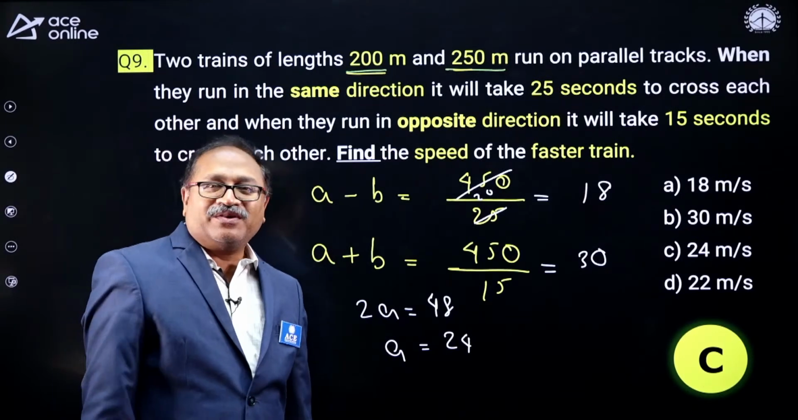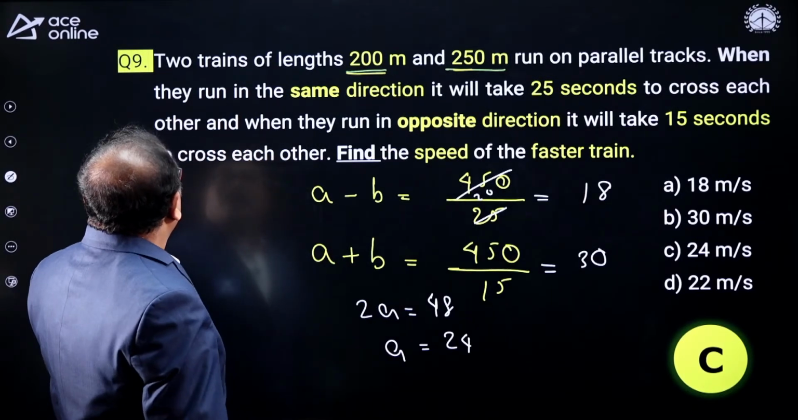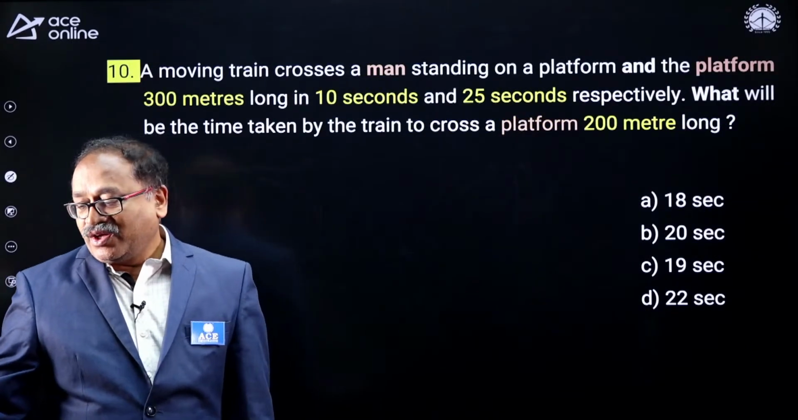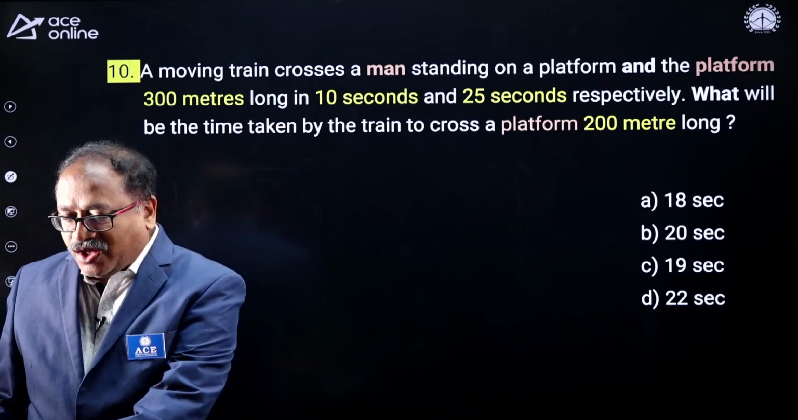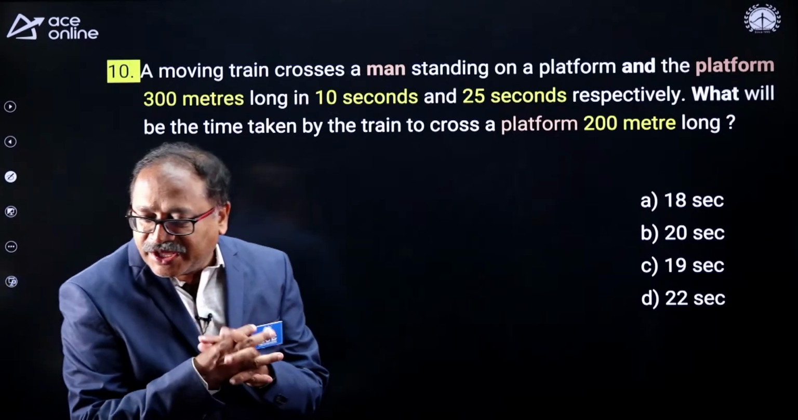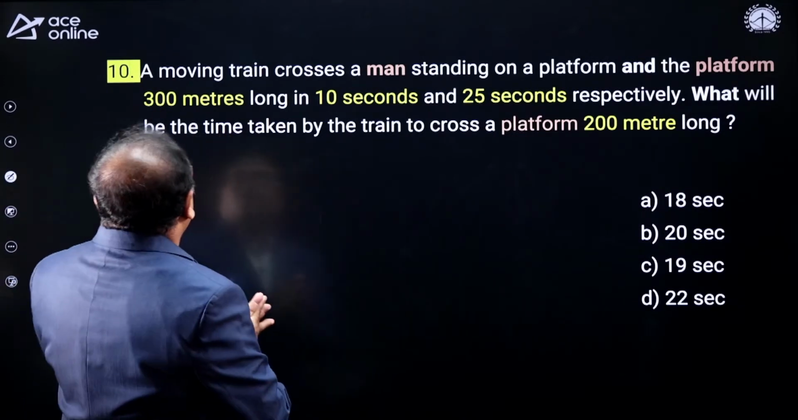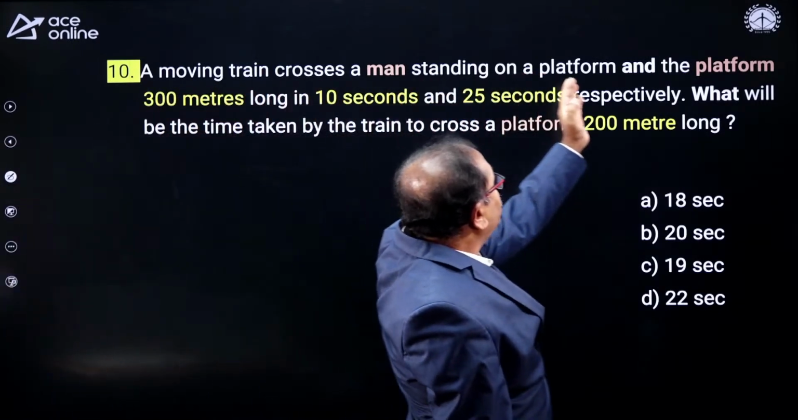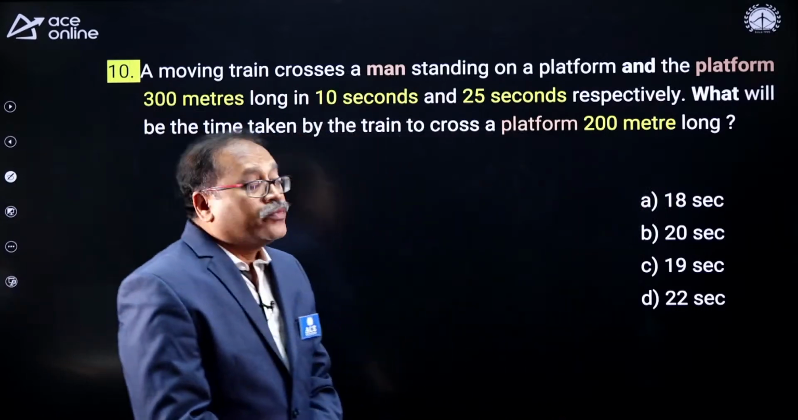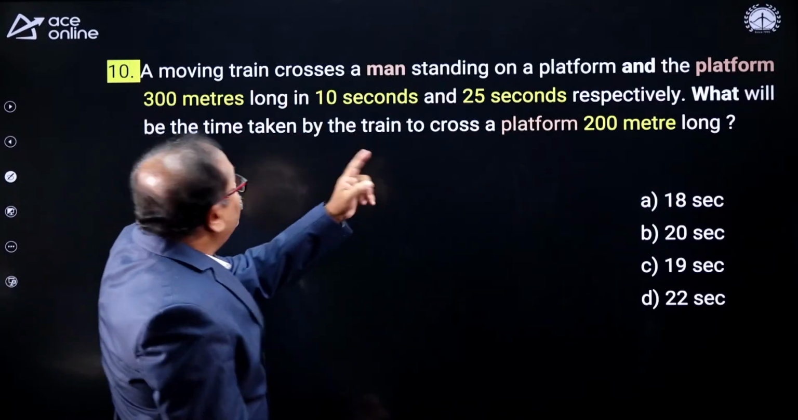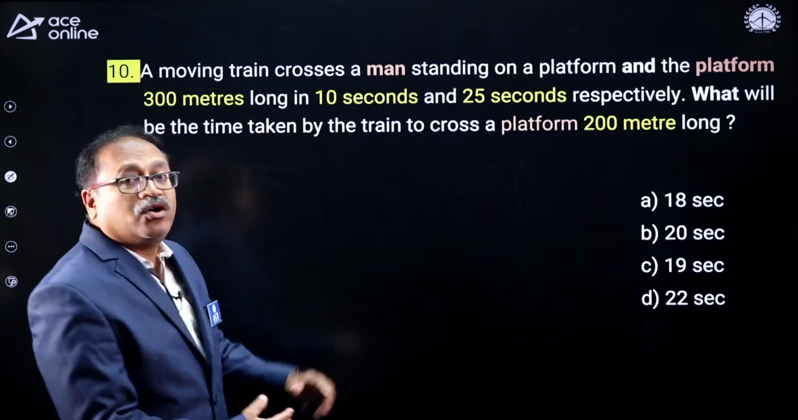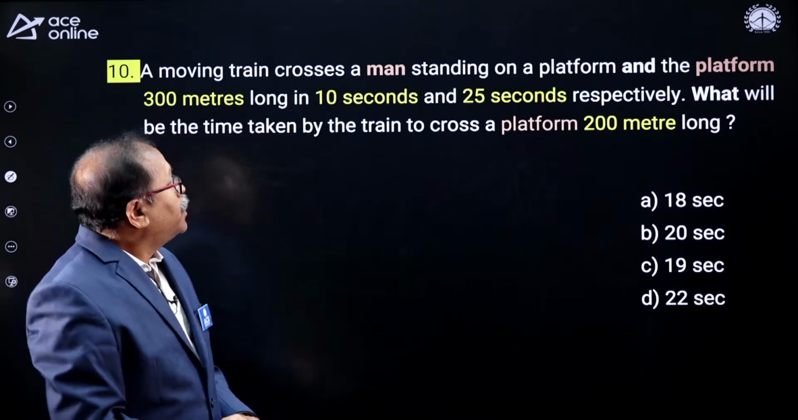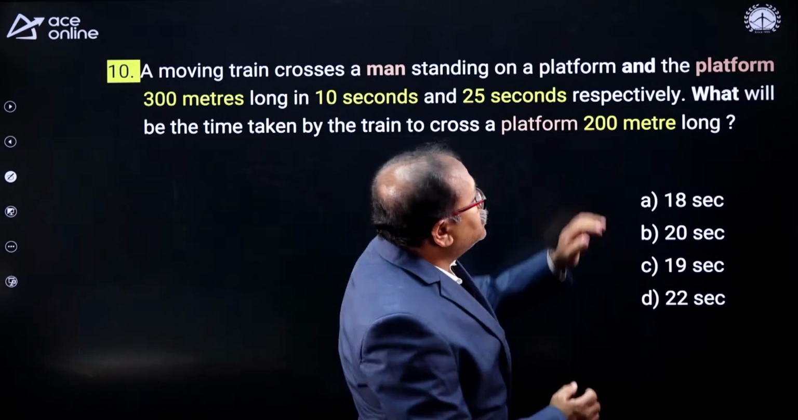Now we will move on to the next question here, and that is question number 10. Okay. Now look at this. What is question number 10? Aman, look at this one. A moving train crosses a man standing on a platform, and the platform of 300 meters long, in 10 seconds and 25 seconds respectively.